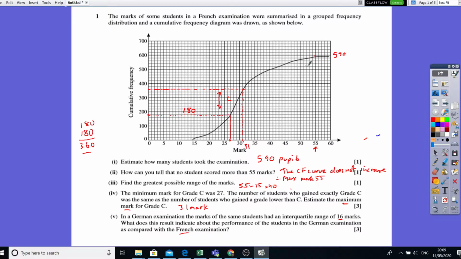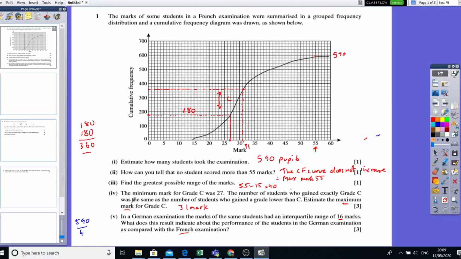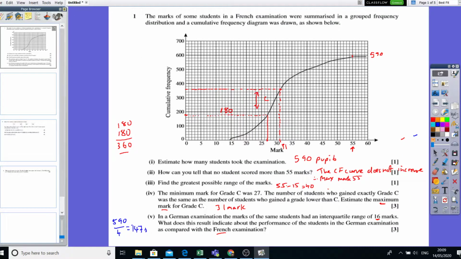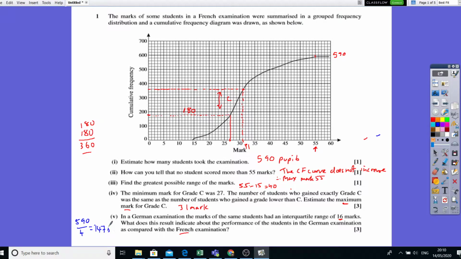So let's first of all get the interquartile range here. So we said there's 590, so 590 divided by 4. Okay, so calculators, and just quickly do that. 590 shared by 4. So my lower quartile now is 147.5. So I'm going to call that about 148. So my lower quartile, I'll put here for French.